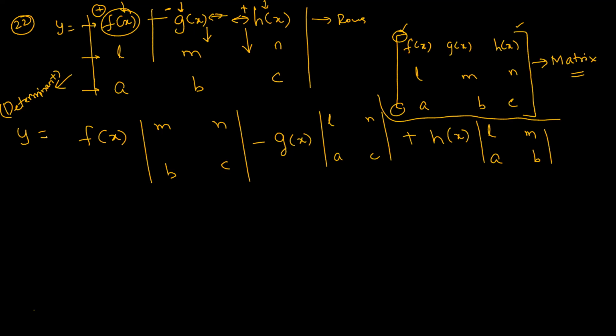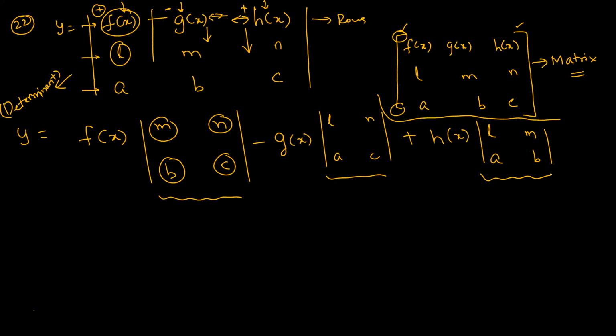And remember one thing: M, N, A, B, C, and for that matter L, M, N and A, B, C, everything are just numbers, they are constants. So when you solve this determinant, you will get a constant. When you solve this determinant, you will get a constant. And when you solve this determinant also, you will get a constant. So I'm not solving it.